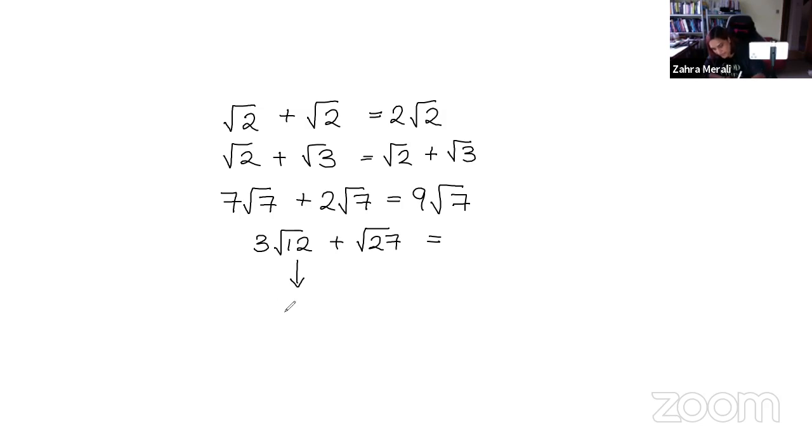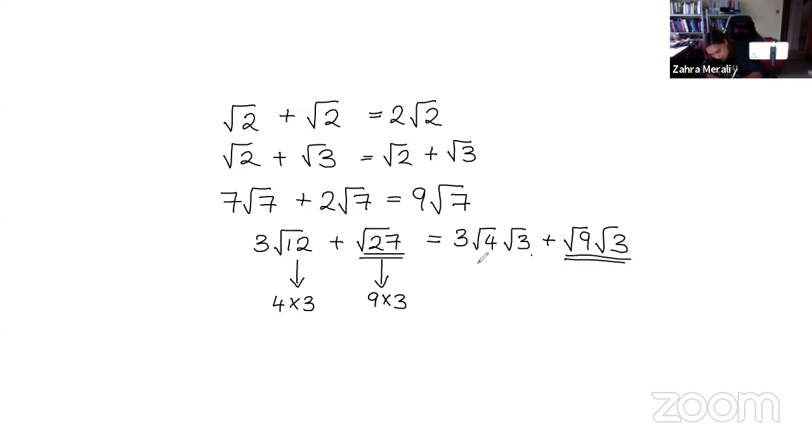12 is the same as 4 times 3, and 4 is an exact square, and 27 is 9 times 3. So if I put that all together, I've got 3 root 4 root 3 plus root 9 root 3. So this bit matches up with that, and the root 4 root 3 matches up with a 12. Now I know root 4 is 2. 2 times 3 is 6. So I get 6 lots of root 3, and root 9 is 3, so 3 lots of root 3. And now because it's the same, I can add them up.